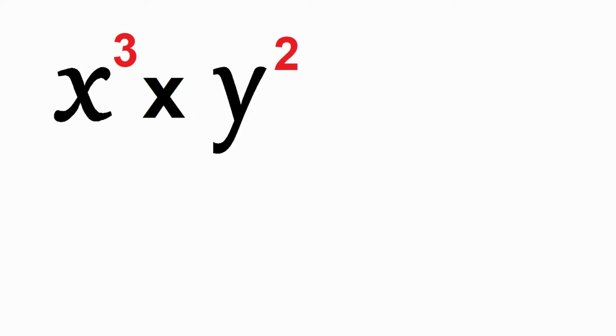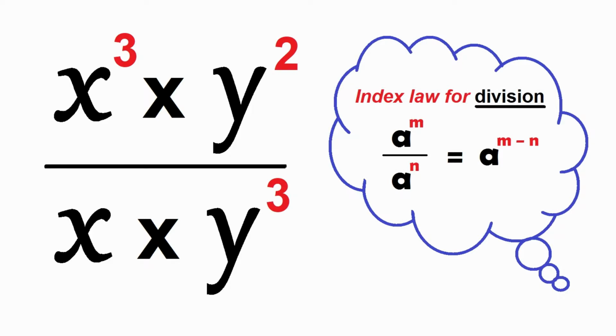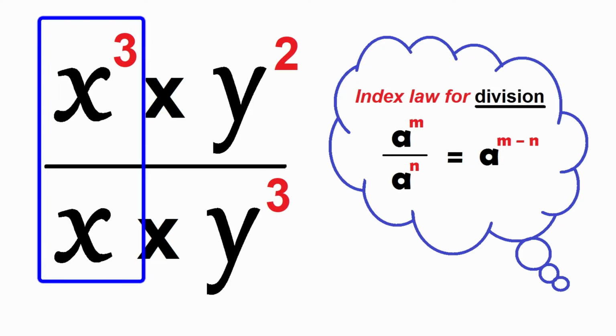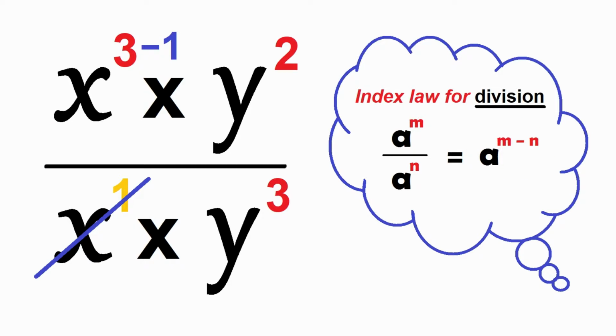Let's try a slightly harder question. Suppose we had x cubed times y squared over x times y cubed. So we're going to need the index law for division here. On the left we have x cubed divided by x. Now remember, x by itself means x to the power of 1. The index law for division tells us to subtract the exponents, so this will be x to the power of 3 minus 1 on the top. 3 minus 1 is 2, so we would get x squared on the top.